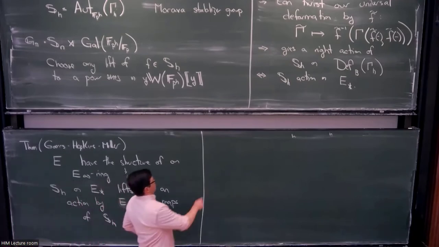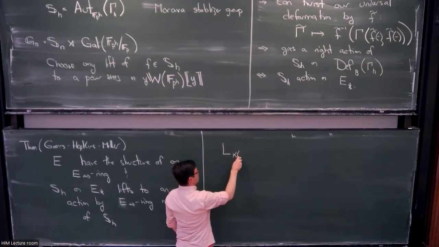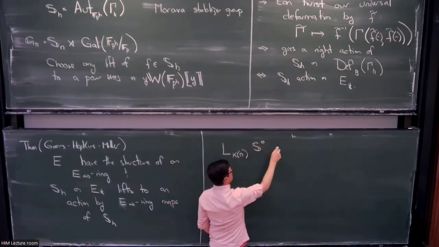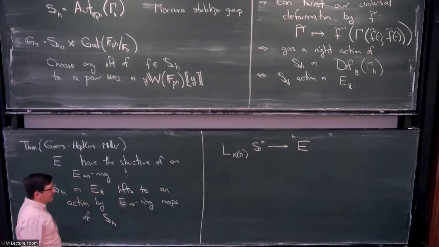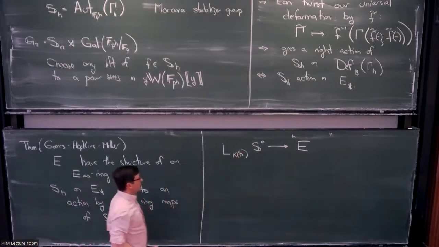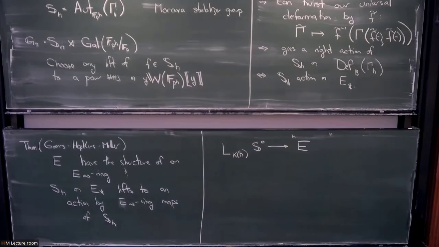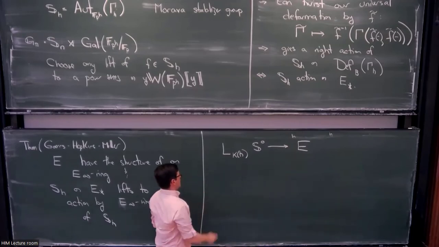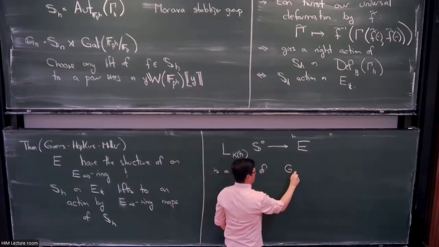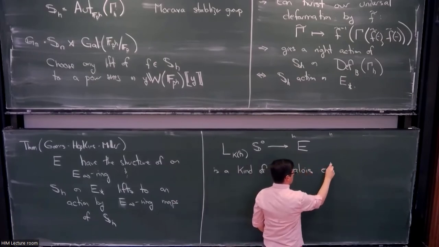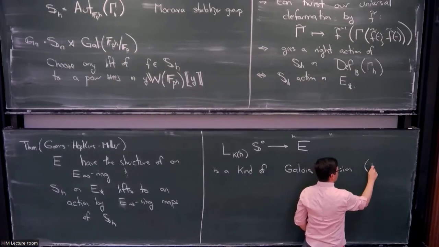And then I have a unit map, which goes from the K(n)-local sphere to E-theory. I'm calling it the unit map because E-theory, oops, this is an H, because E-theory is KH local. So the usual unit map, a map from the symmetric monoidal unit, the zero sphere, factors canonically through the KH localization. And this is going to be a kind of Galois extension. And it's Galois in the sense of Rognes.